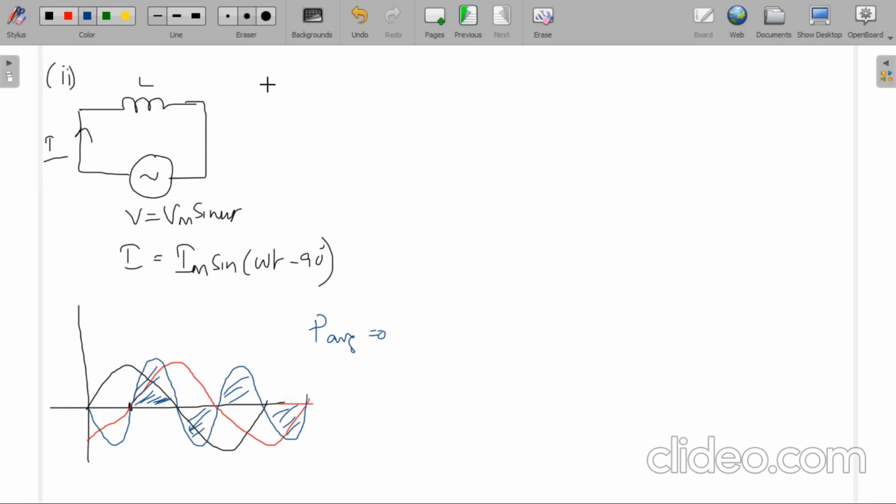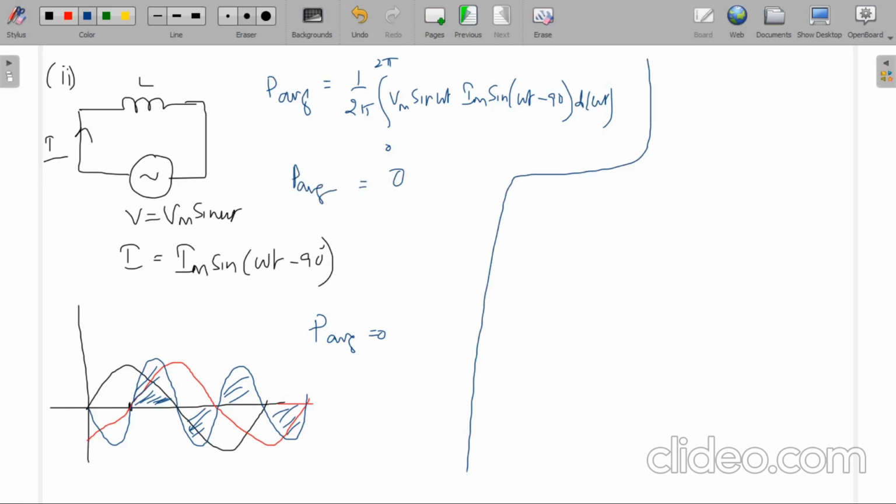You can have the derivation also. P average is equal to 1 by 2 pi integration from 0 to 2 pi Vm sin omega t Im sin of omega t minus 90 degrees d of omega t. After solving this you are going to get 0. P average is equal to 0.